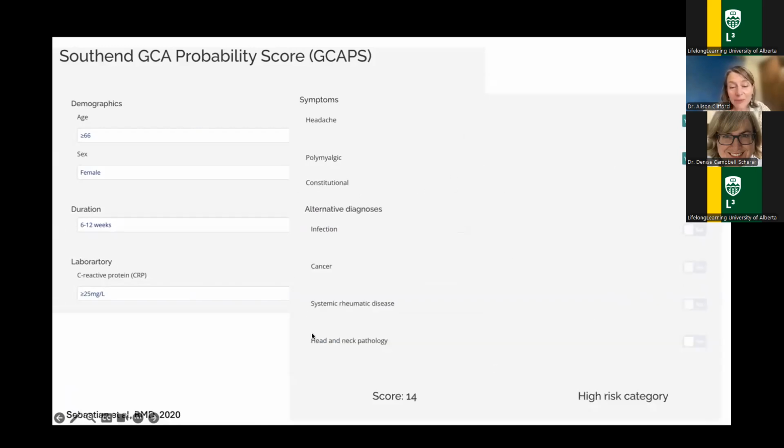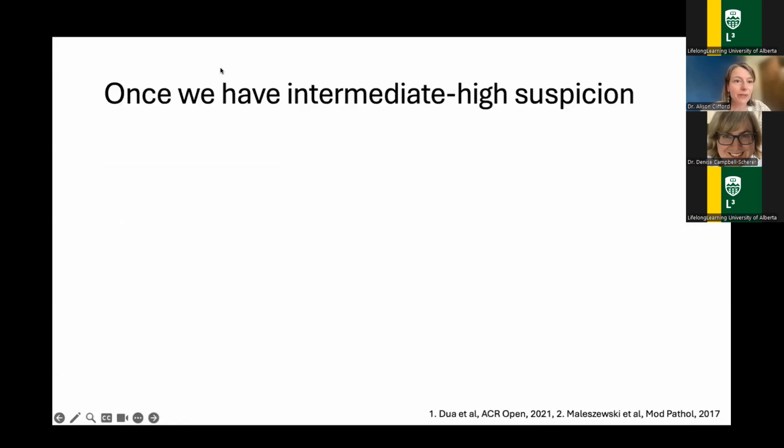And then the last part of this score is whether or not there's a better alternative diagnosis. So that's a very important part too. Could there be infection? Are there any signs of cancer? Do they have another rheumatic disease or known head and neck pathology? And then right at the bottom, it will spit out your score for you. So my patient came out as high risk for GCA. So this would be a perfect phone call to rheumatology. And really, when the score was evaluated, it had really good sensitivity and specificity for determining the diagnosis.